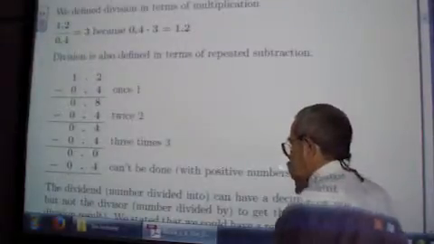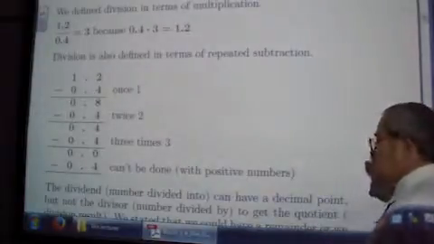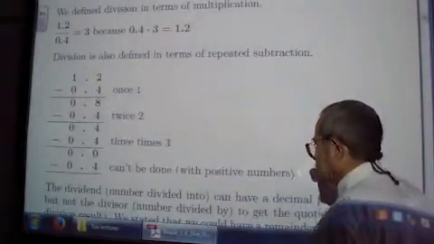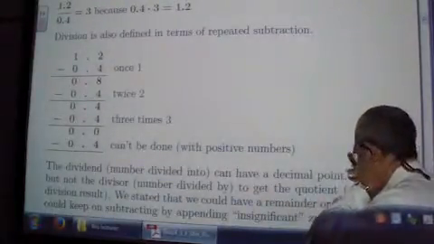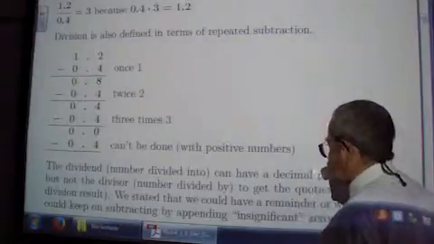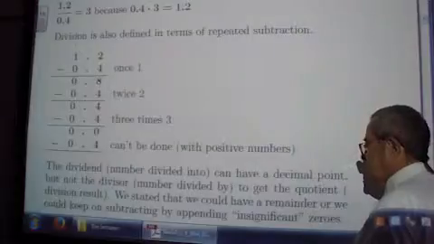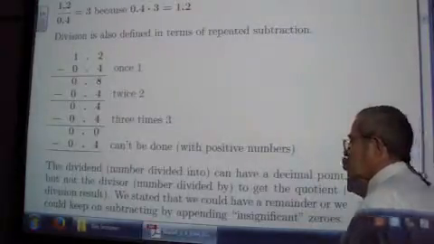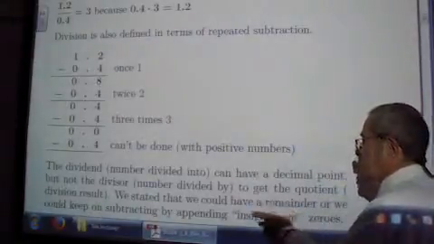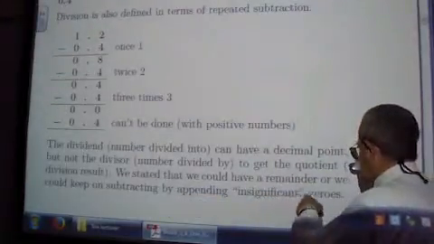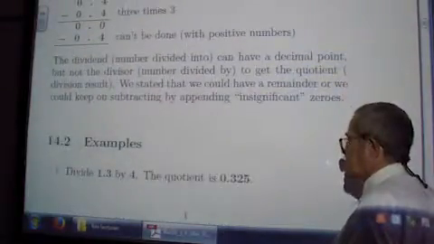The dividend is the number that you divide into, and that can have a decimal point, but not the divisor, the number you divide by. There is to be no decimal in the divisor. And we stated that we could have a remainder, or we could keep on subtracting by appending insignificant zeros. Now, what do I mean by that?